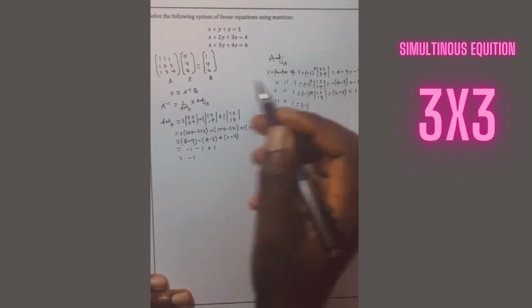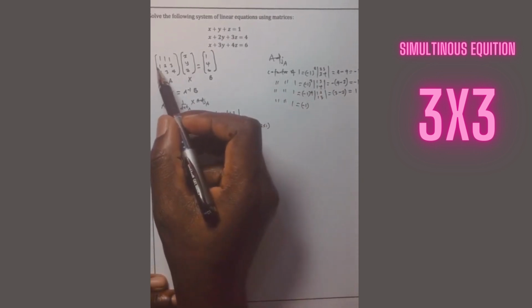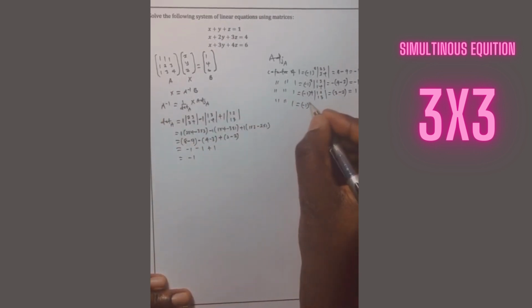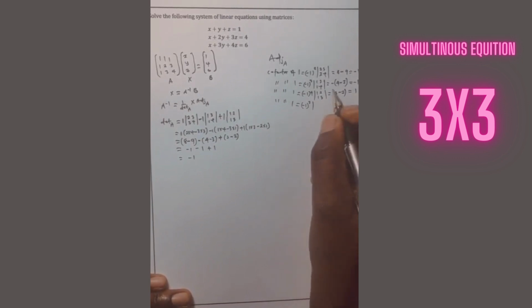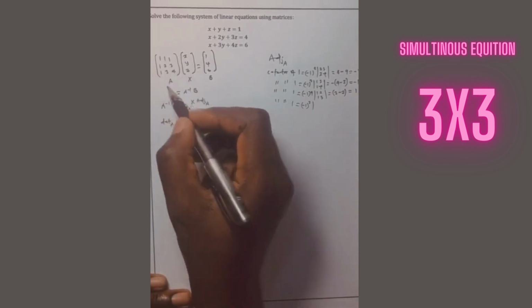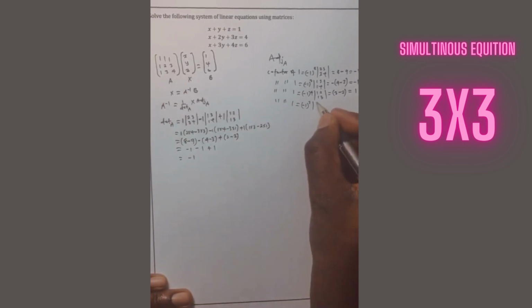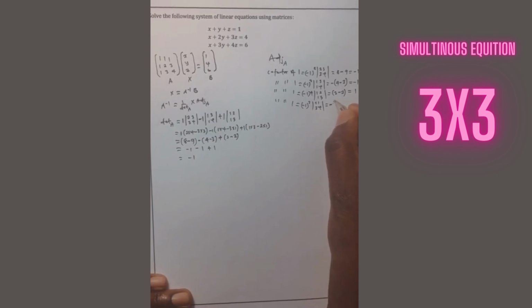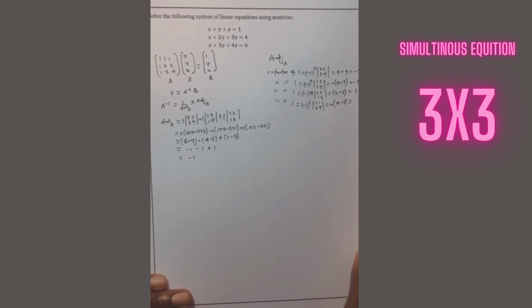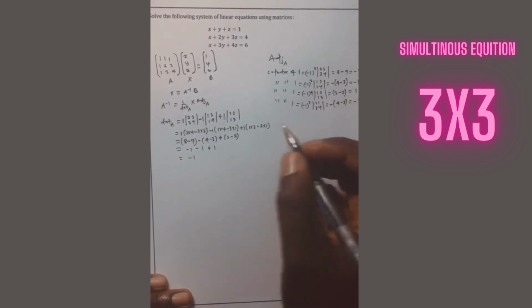Negative 1 raised to power, it is in row 2, column 1. So that is a power of 3. When you cover its row and its column, you're left with 1, 1, 3, 4. So you're going to have a negative there into 1 times 4, which is 4, minus 1 times 3, which is 3. So that will be negative 1.